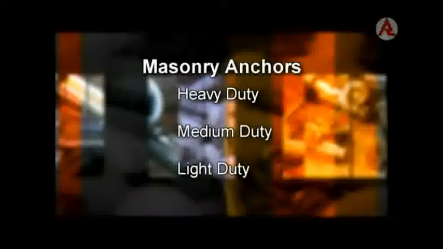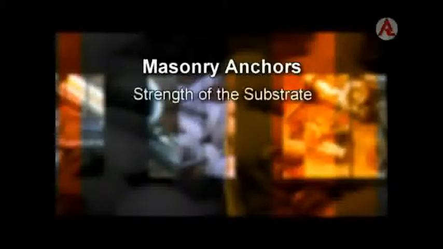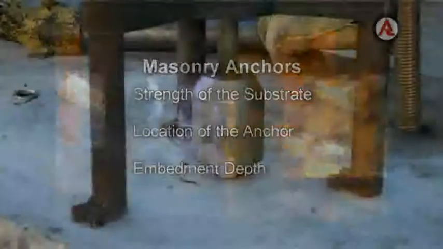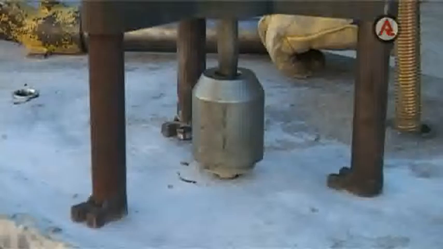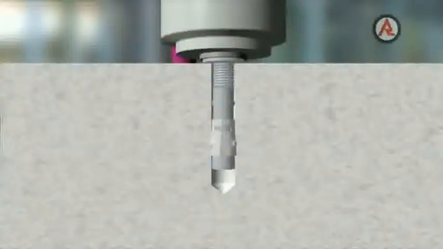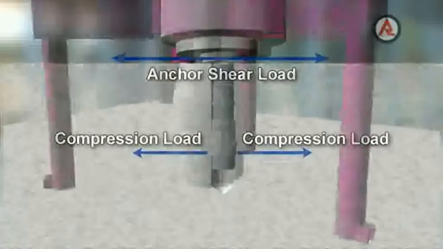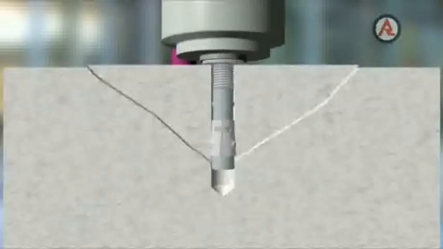The load-carrying capacity of an anchor will depend on several factors: the strength of the concrete or masonry, the location of the anchor, and the depth at which the anchor is embedded. When an anchor in solid masonry is subjected to a tensile load, part of the load is transmitted to the substrate as a compression load and part as a shear load. This results in failure of the masonry in the shape of a cone being pulled out of the masonry surface.